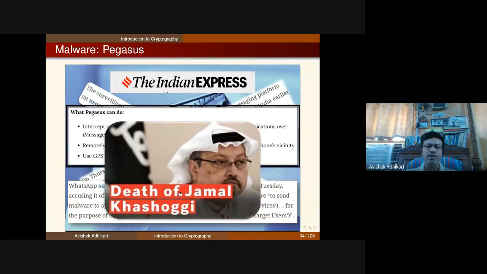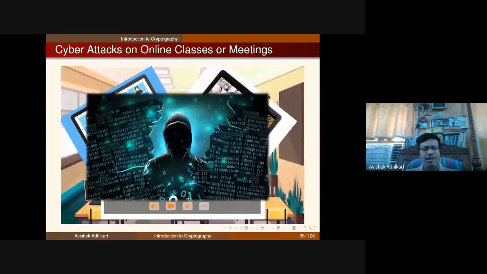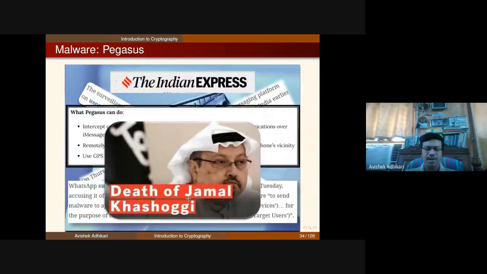Not only that, there are many things you can see, but you might have heard the name of Jamal Khashoggi. He was actually a journalist and also an activist. He was assassinated, and it has been reported that behind his death, this Pegasus malware was used. His mobile was actually captured using Pegasus software.